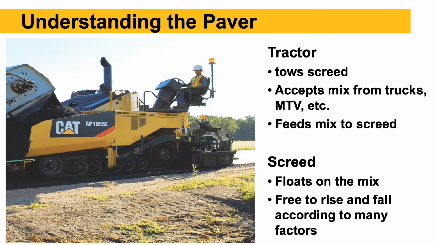The screed is what finishes off our mat. The screed is what we call a free-floating screed. It floats on the mix, so the asphalt mix underneath that screed is all that's actually supporting or holding that screed up while we pave. And it's free to rise and fall according to several different factors that we'll talk about here.